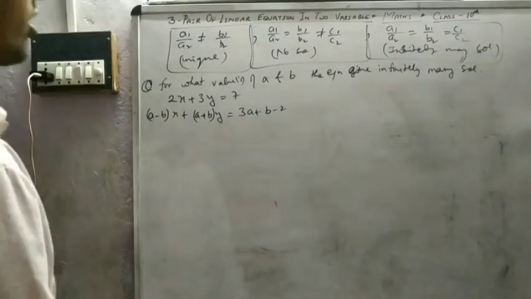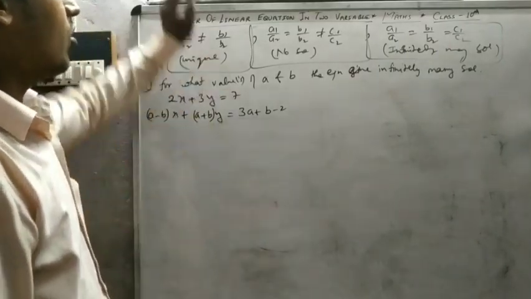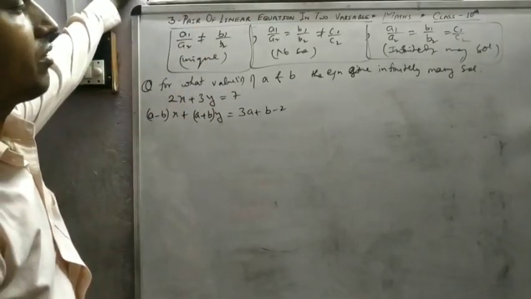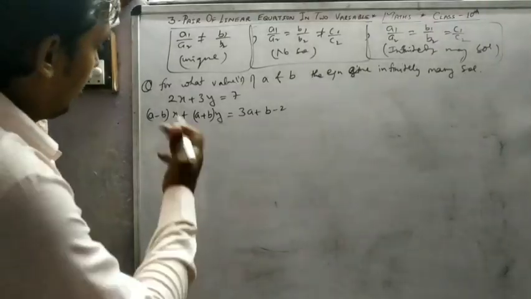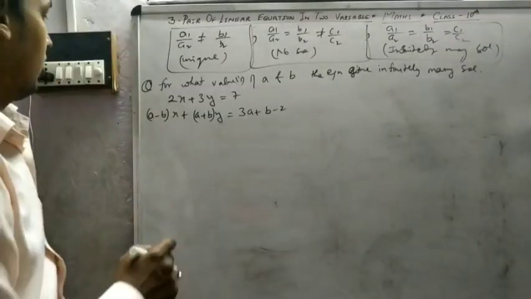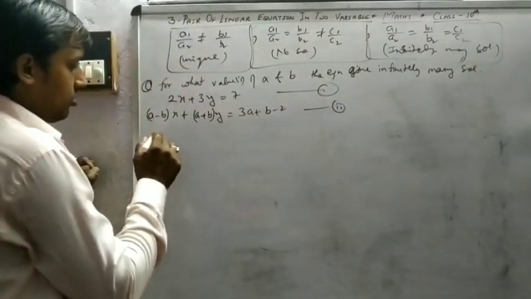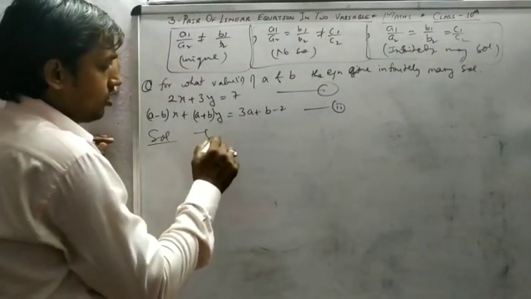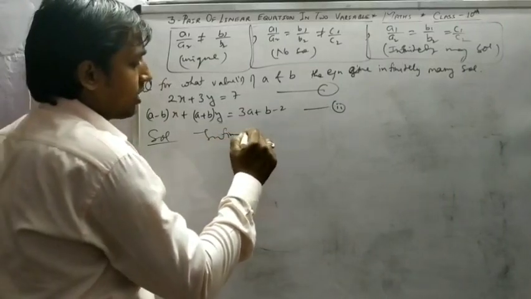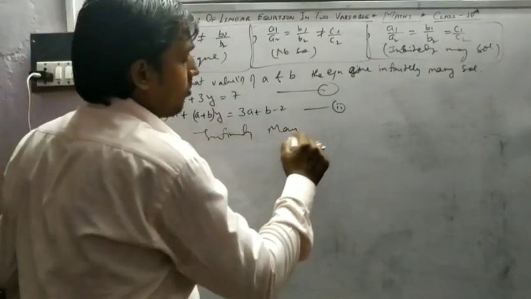So see one more example. For what value of a and b does the equation given have infinitely many solutions? The equations are given. So take the first equation and the second equation. Infinitely many solutions.